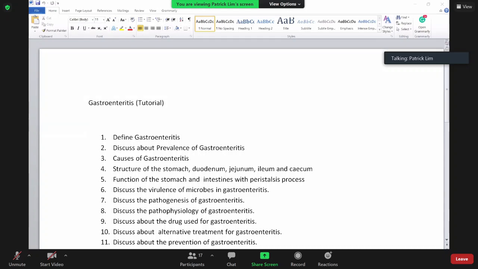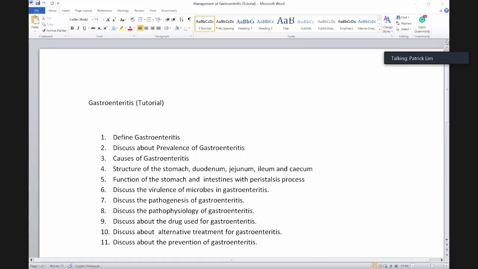So alternative treatment for gastroenteritis can be oral rehydration solution. Or other than that, in the area where medicine is not available, we can let the patient drink what we say 100 plus as a replacement for oral rehydration solution. Then discuss about prevention of gastroenteritis.